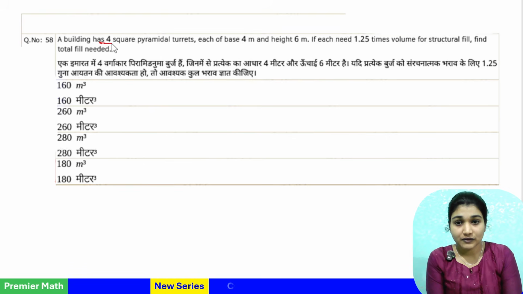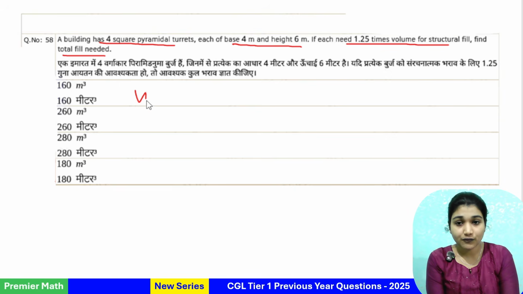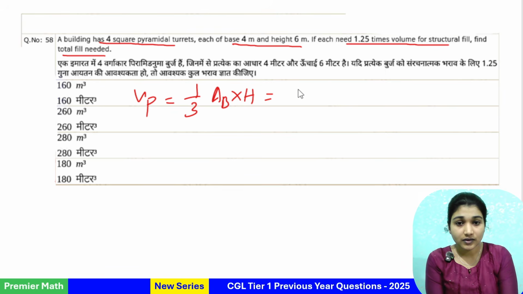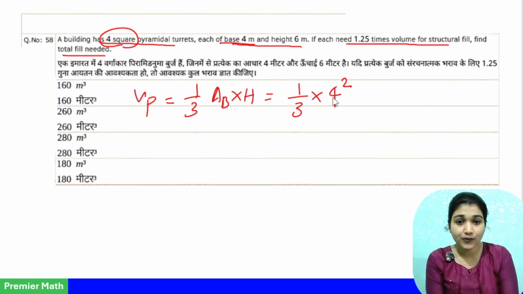A building has 4 square pyramidal turrets, each of the base 4 meter and height 6 meter. If each needs 1.25 times volume of structural fill, find the total fill needed. Here volume of pyramid is 1/3 of area of base into height. Here base is square and here base is equal to 4 meter. So 4 square is the area of base and here height is 6.